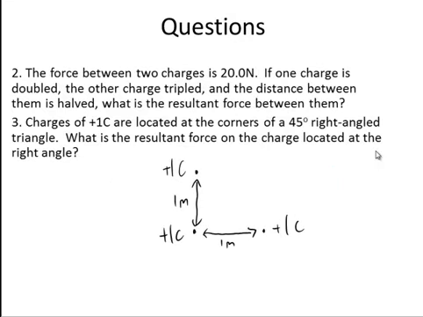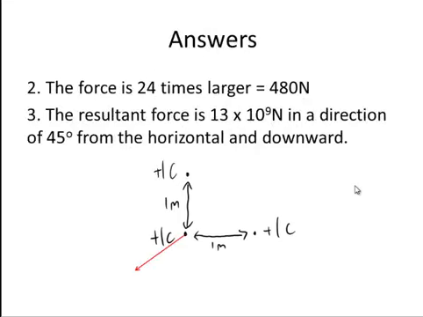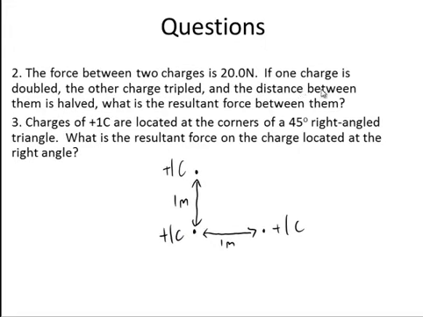A couple more practice questions for you. I'll let you read these through. Pause. I'll come back in a moment and explain the answers. Now you've seen that, the answers are: force is 24 times larger, equals 480 newtons. The point to be careful of here is that when the distance is halved, remember that it's an r squared factor. So that means actually the force is being multiplied by 4 times.